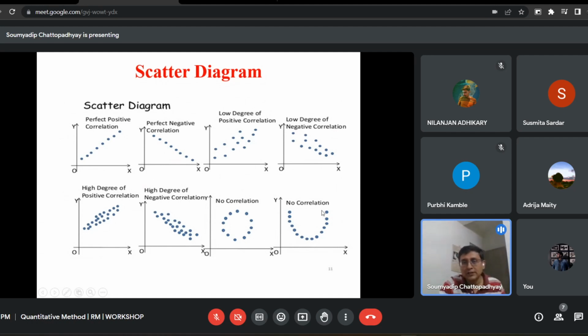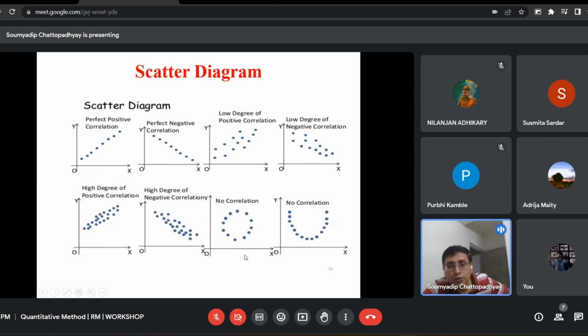And here, if you consider these scattered points, then definitely there is no correlation, because just by looking at this particular picture, you cannot say conclusively that corresponding to an increase in x, y will decrease or y will increase. Here, if you consider this particular figure, corresponding to an increase in x, you can say conclusively that y will also increase. Or if you consider this particular figure, then with an increase in x, you can say conclusively that y will decrease. But here, no such conclusive thing is there.